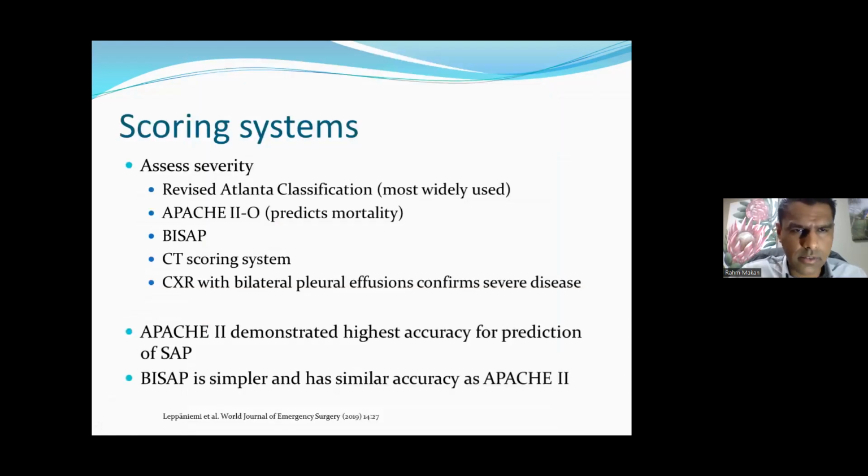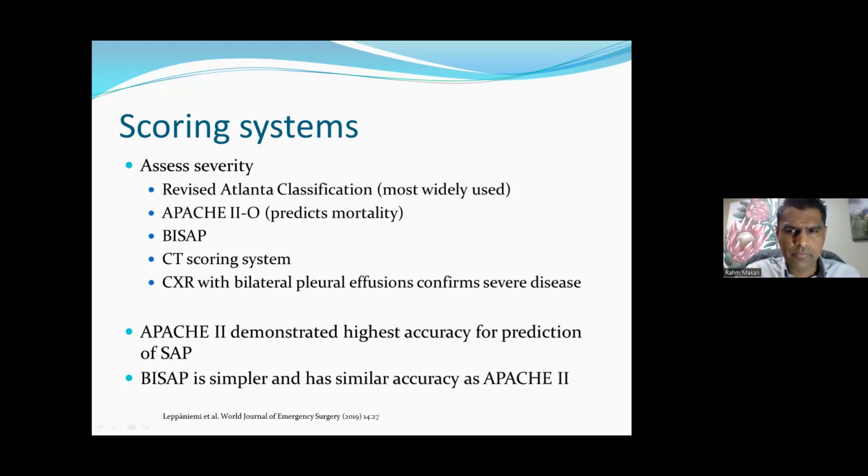So there have been scoring systems that have been developed to assess this. The revised Atlanta classification is what's currently being used in the literature. And there's also an Apache 2O, which the O stands for obesity, which accounts for the patient's BMI. There's also the BISAP score, which is a bedside score. There's a CT scoring system. And if you just have an X-ray available, if you have bilateral pleural effusions, that also can imply severe disease.